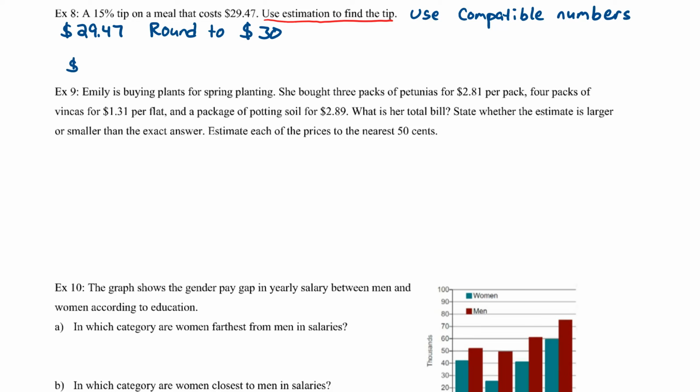So $30 times the 15%. And we did say we want to convert that percentage into a decimal. So it's going to be $30 times 0.15. And so that's going to give us a final answer of $4.50 for our tip.